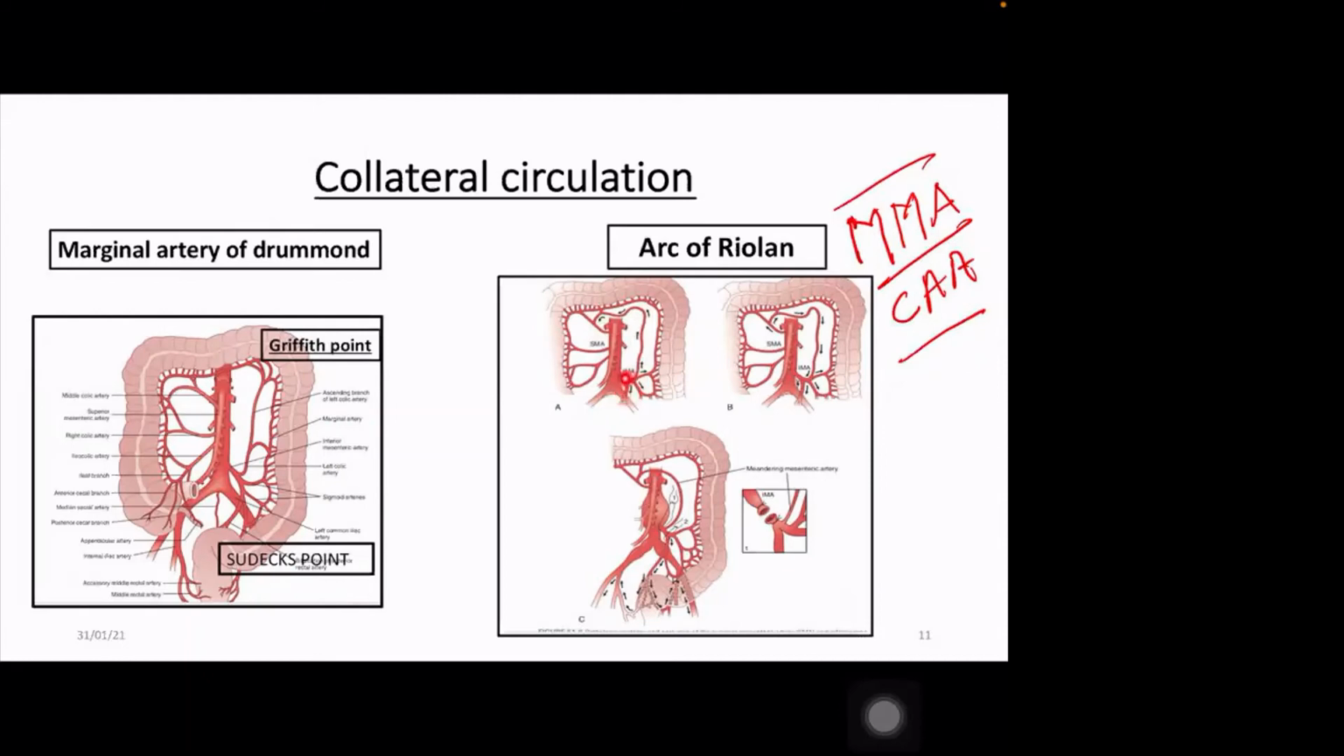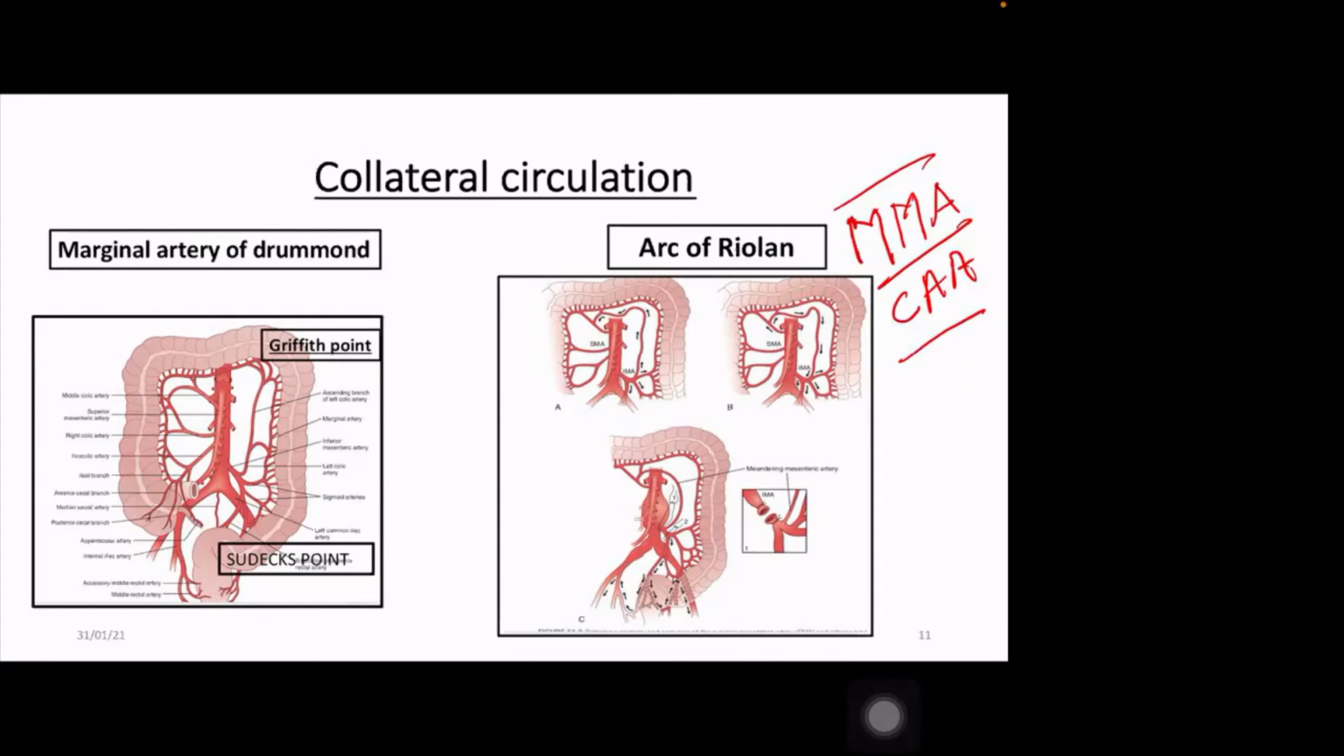The IMA is the main supply of the colon. If the IMA is blocked, what happens? This arc of Riolan starts acting as a bypass route, and the blood supply from the SMA comes to supply the IMA territories. So this is how the arc of Riolan plays an important part in the collateral circulation. This arc of Riolan is usually not seen. It's well appreciated only when the SMA or IMA is blocked close to its origin.